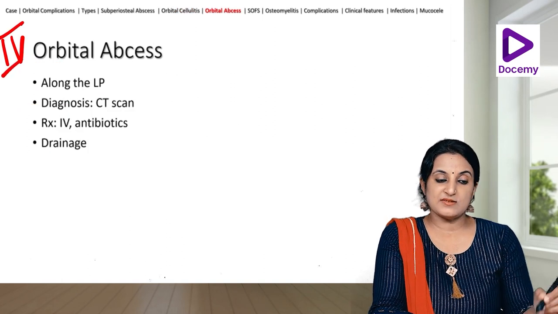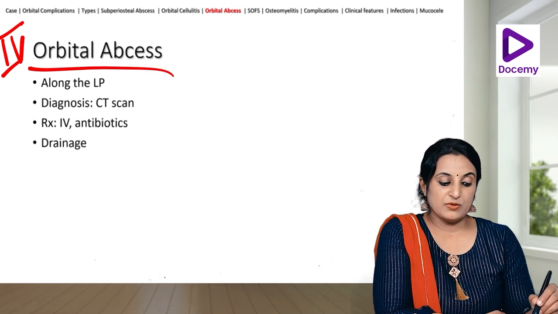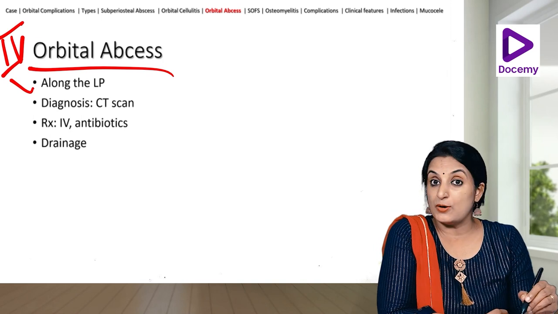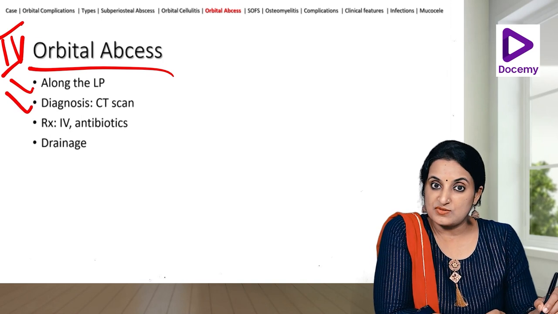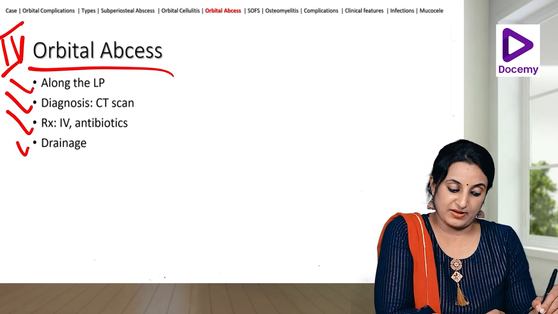The fourth grade, a slightly more dangerous version, is orbital abscess, which usually happens along the lamina papyracea. The diagnosis is done by CT scan. Treatment is by IV antibiotics, and drainage is also done.